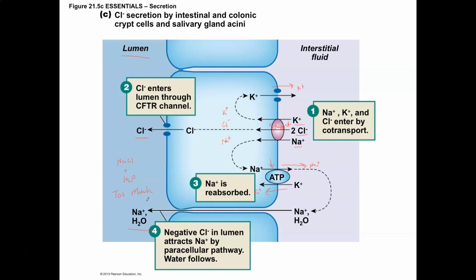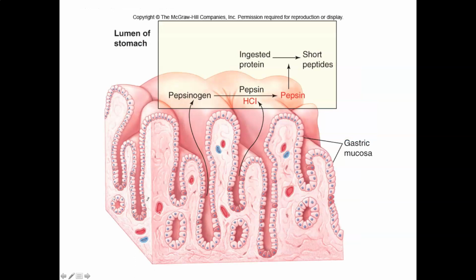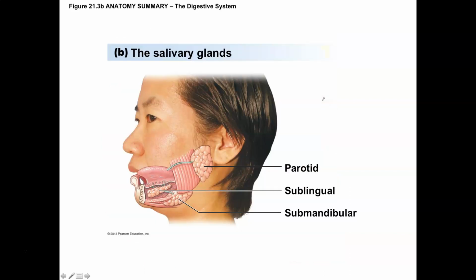Other types of secretion that we see in the digestive system would be digestive enzyme secretion. Digestive enzymes, I mentioned earlier, are going to come from the pancreas. Digestive enzymes come from the stomach. This is an example of pepsin being produced by the stomach epithelial cells. Pepsin is a digestive enzyme that breaks down proteins. You have salivary amylase that's coming from your salivary glands.